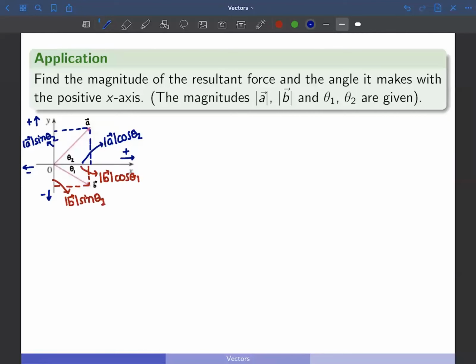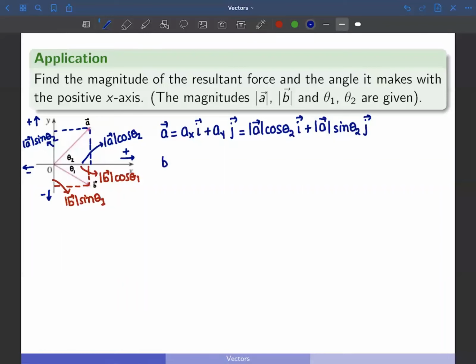And therefore, the vector A will be equal to its x component, let's call that ax, times the vector i, plus its y component, let's call that ay, times the vector j. So that would be equal to ax, which is the magnitude of the vector A times the cosine of the angle θ2 times the vector i, plus ay, which is the magnitude of the vector A times the sine of the angle θ2 times the vector j. And both of these components are positive since they lie in the positive x and y axis respectively.